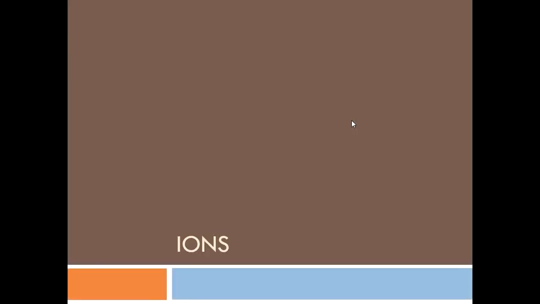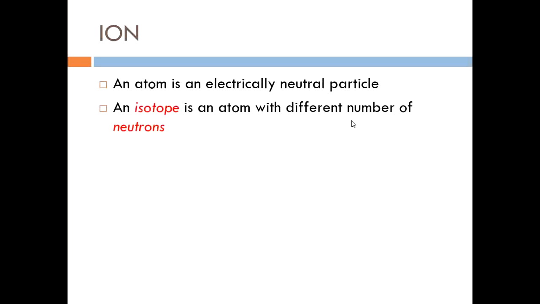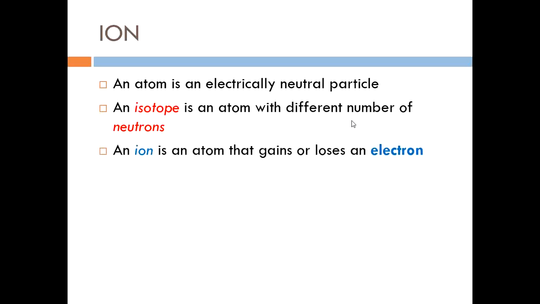Now let's talk about ions. An atom is an electrically neutral particle. We talked about atoms being neutral, no charge. We just talked about an isotope, which is an atom with a different number of neutrons. An ion is an atom that gains or loses an electron. So again, an atom is neutral. We can say neutral atom. If we're talking about isotopes, we're messing with the neutrons. And if we're talking about an ion, we're messing with the electrons.